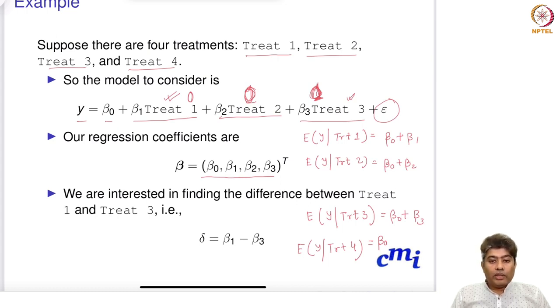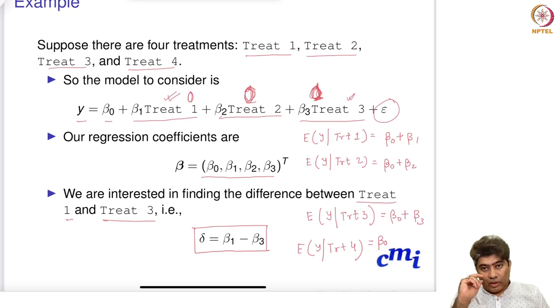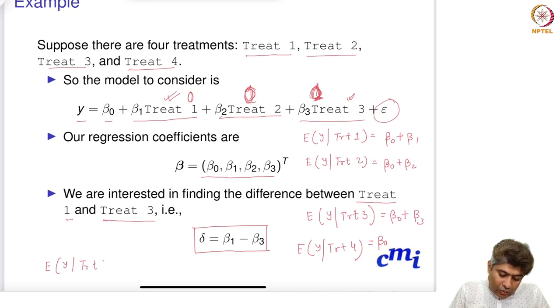Now suppose we are interested in measuring the difference between treatment 1 and treatment 3. So this is what we are interested in. What is the difference between beta 1 and beta 3? Basically, this is what we want to do: expected value of y given treatment 1 minus expected value of y given treatment 3. Now what is y given treatment 1? Y given treatment 1 is beta naught plus beta 1.